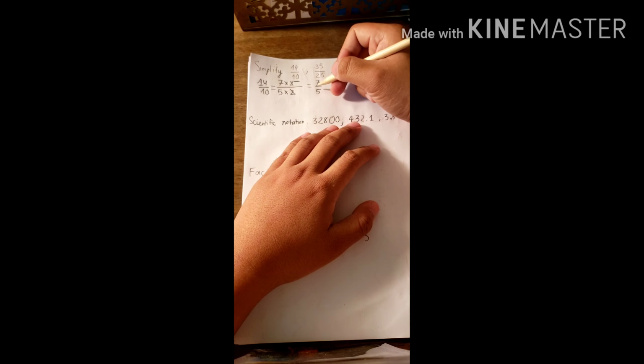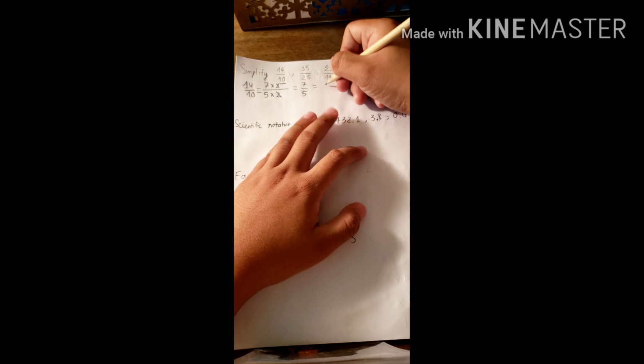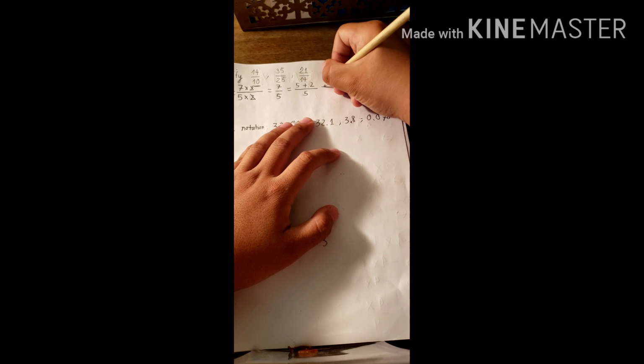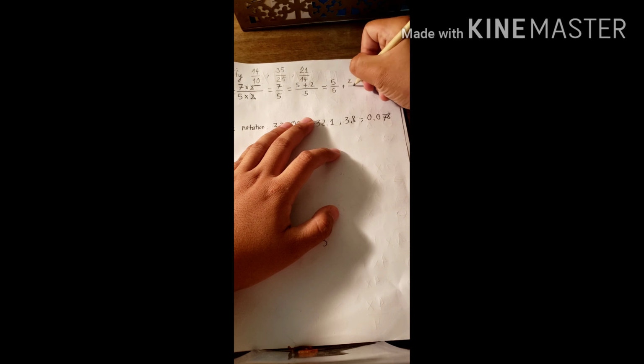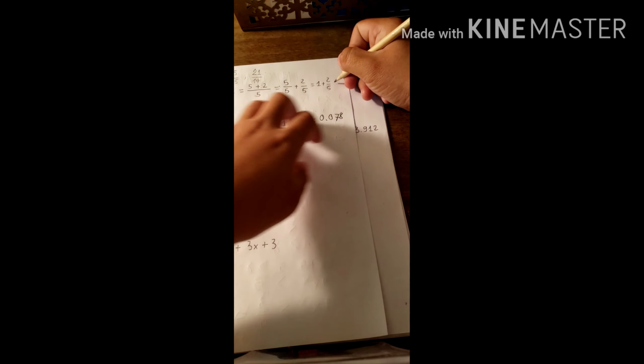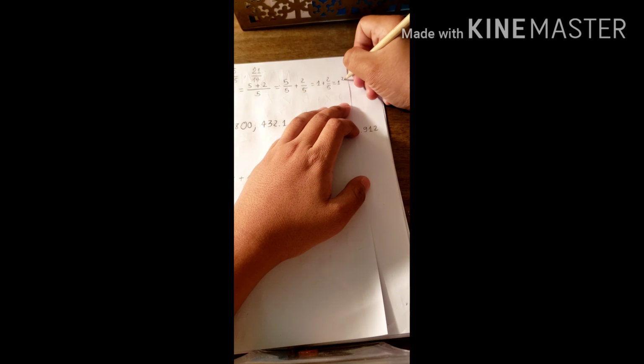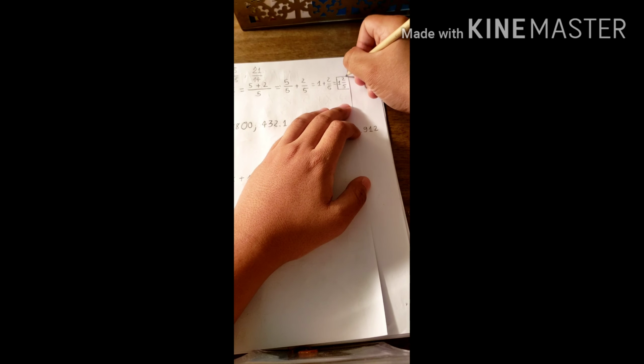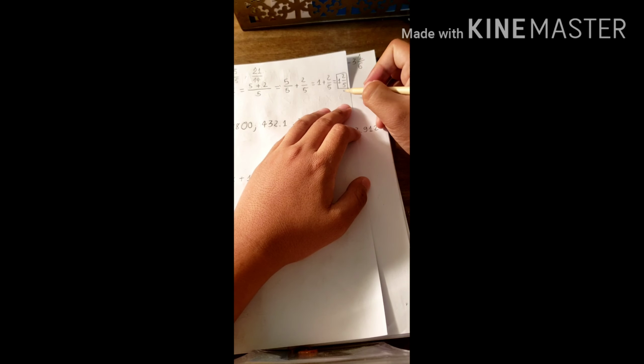Because that is not simplified yet, we can write it like this. 7 we can analyze like 5 plus 2, divided by 5. Later we can put it like this: 5 over 5 plus 2 over 5 equals 1 plus 2 over 5. And then we can write 1 and 2 over 5. So that's the first one we need to know to do the simplify.